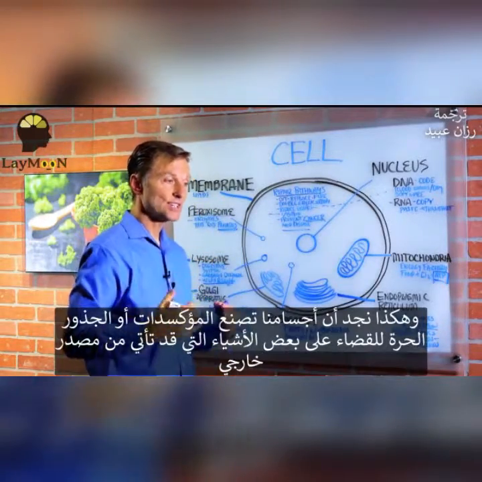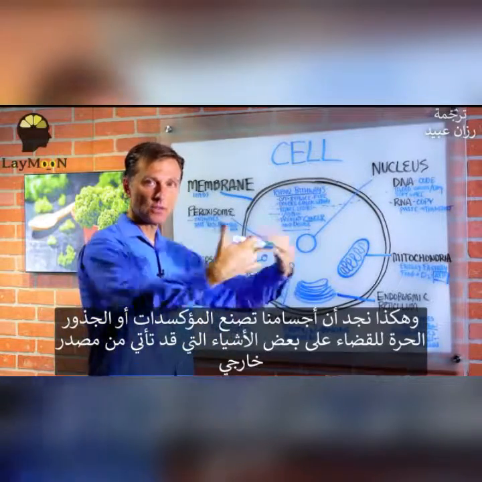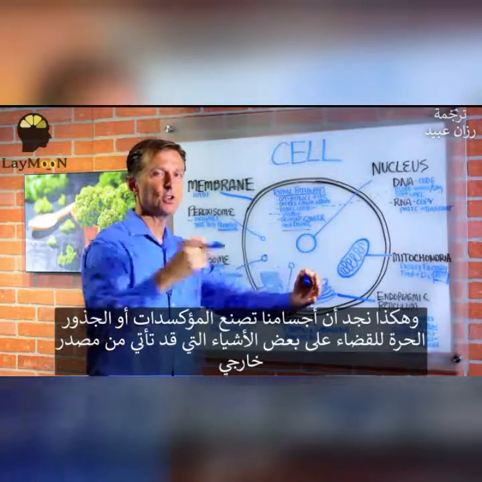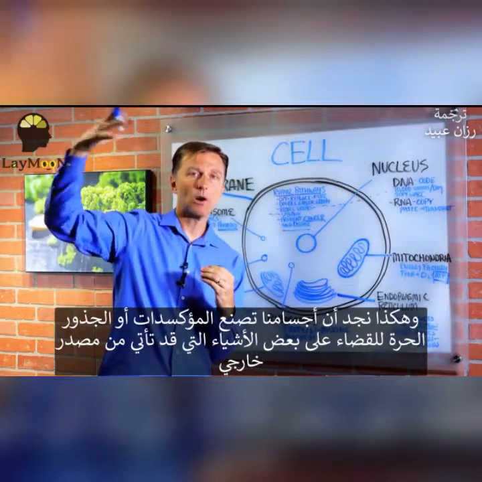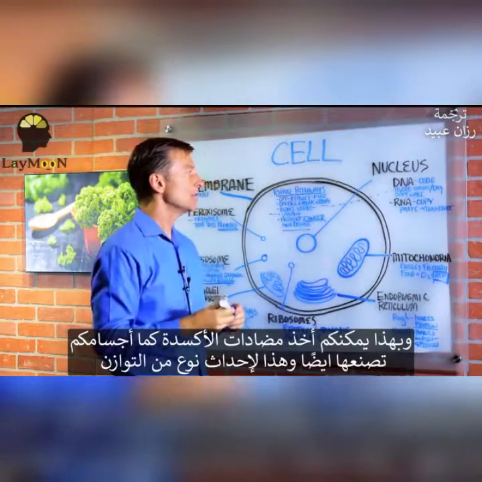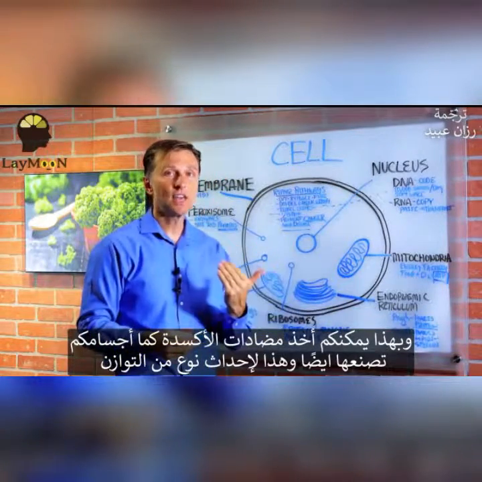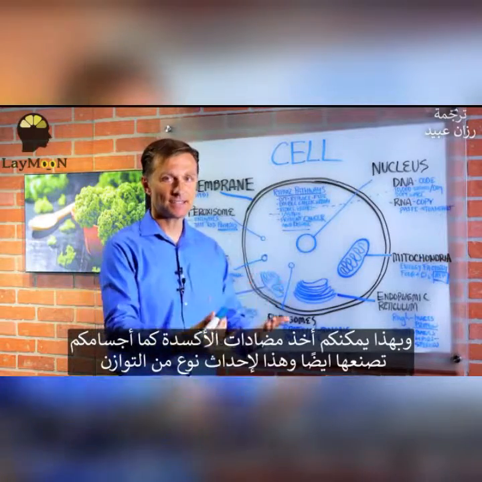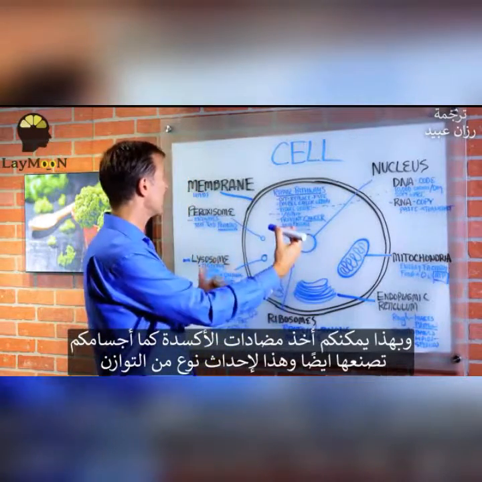So our bodies actually make oxidants or free radicals to kill things, and you can also have it coming from the outside as well. And that's why you can consume antioxidants, and also your body makes antioxidants as well to balance this whole thing out.